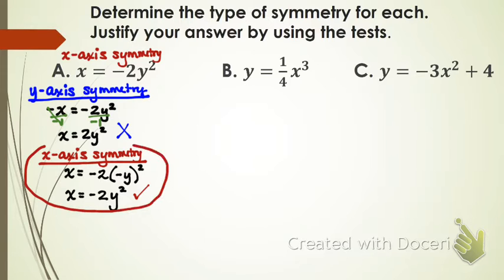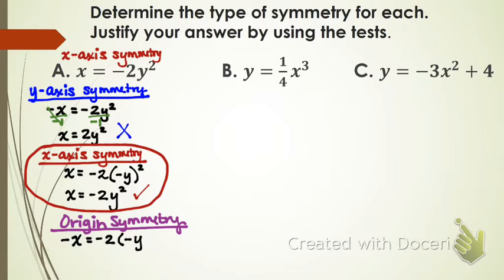We still need to check it for symmetry about the origin. So checking it for symmetry about the origin, what do I replace? X and y. So I'm going to have -x equals -2, and then inside parentheses, -y squared. Well, we just talked up here, when I take -y and I square it, that's going to come out to be a positive y squared, right?